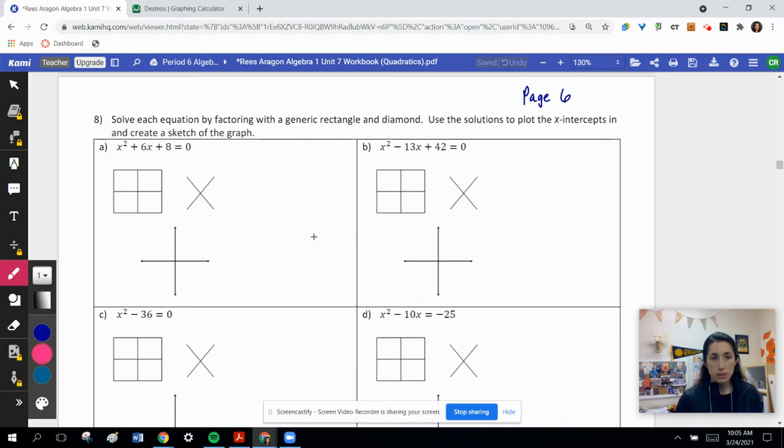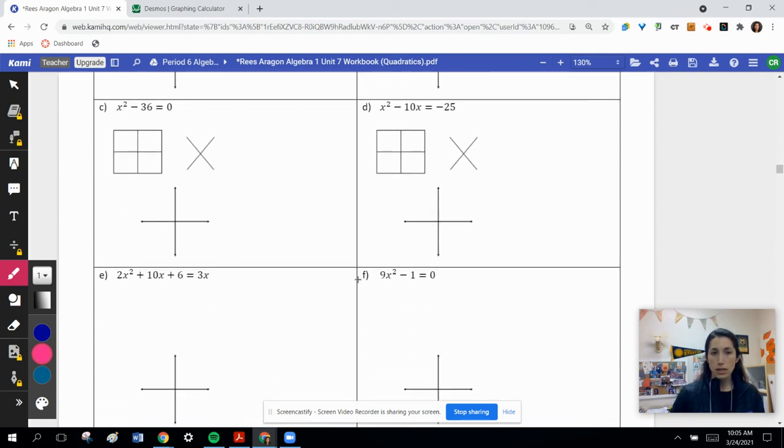The only difference with some of these problems: question A and question B are the same as the prior page. They're set up in standard form. The only difference is with some of these questions, they're not set up in standard form. This one is in standard form, but just make note that it's really x squared plus 0x, there's no middle term, minus 36 equals 0. So if you are looking for that middle term, it is 0 on that equation.